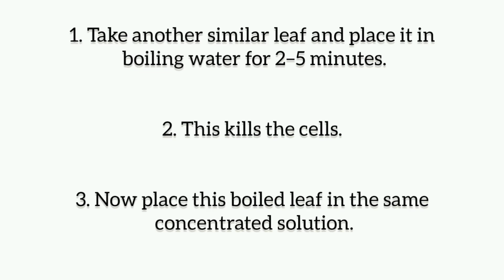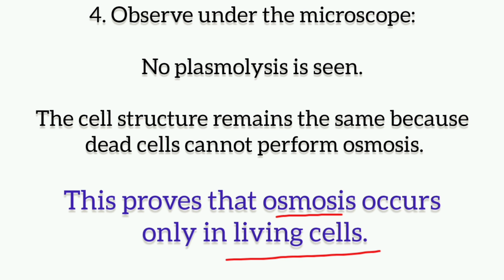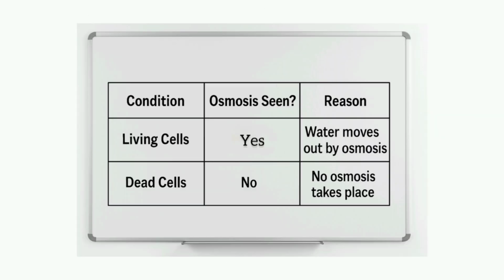Take another similar leaf and place it in boiled water for 2 to 5 minutes. This kills the cells. Now place this boiled leaf in the same concentrated solution and observe it under a microscope. Then no plasmolysis is seen there. That is, the cell structure remains the same because dead cells cannot perform osmosis. That is, only living cells and not dead cells are able to absorb water by osmosis. That is, this proves that osmosis occurs only in living cells.